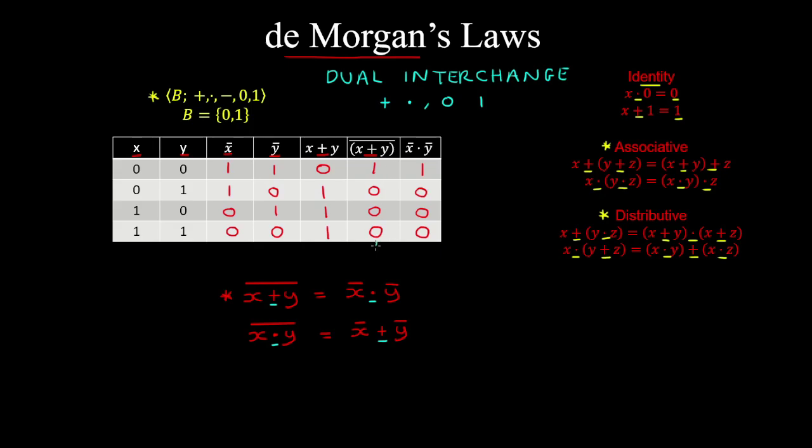So as we can see, the last two columns of these Boolean expressions are the same, and therefore De Morgan's first law holds. So as an exercise, construct a truth table for De Morgan's second law and show that it's valid.